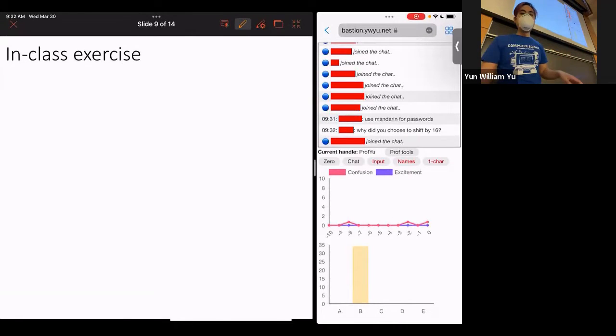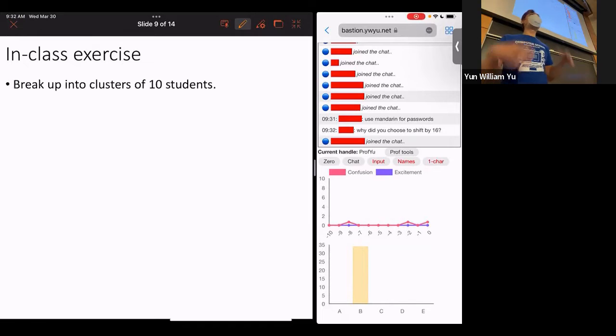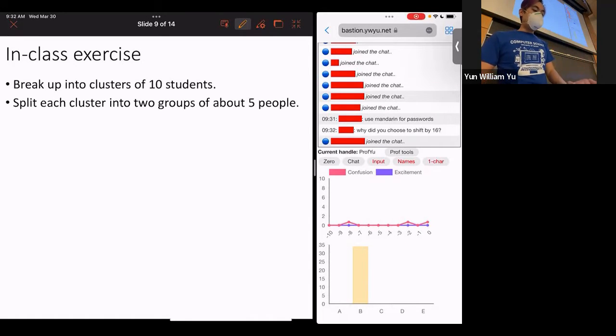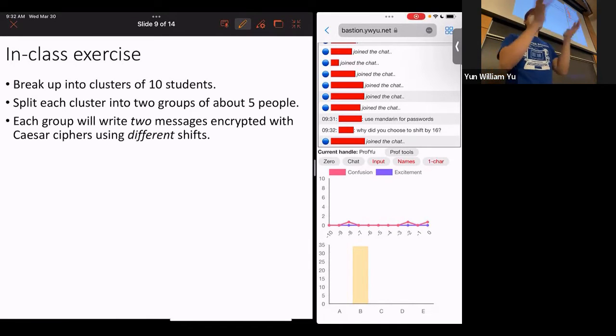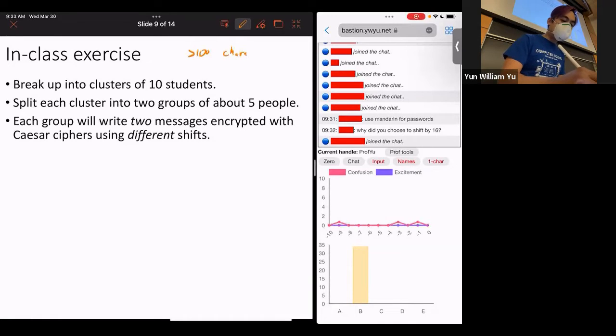So what are we going to do? I'm going to break you up into clusters of, say, around 10 students, plus or minus. So not too many students, because I want everyone to be doing some amount of work. And then we're going to split each of those clusters into two smaller subgroups. And in each group, we'll write two messages. So an English message encrypted with Caesar ciphers using two different shifts. So you'll encode two different messages with different shifts. Ideally, at least 100 characters, because otherwise it'll be hard for people to use statistical analysis. So say 100 characters at least.